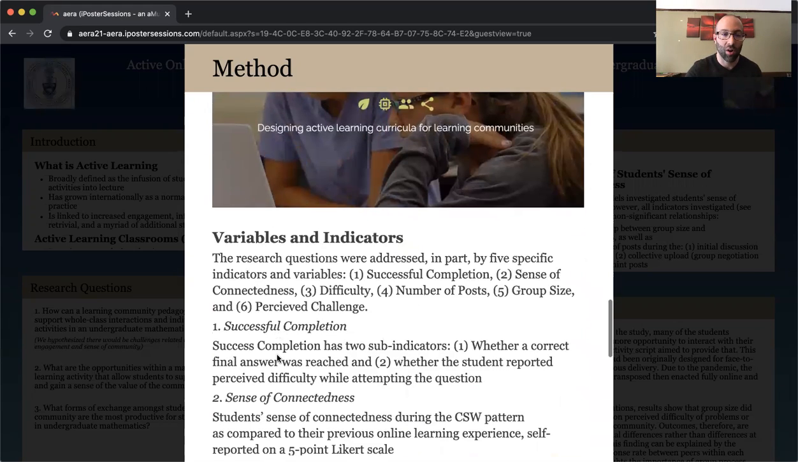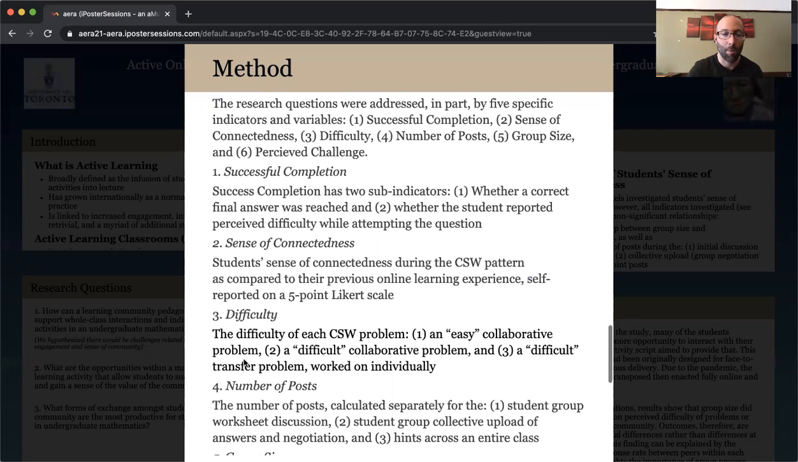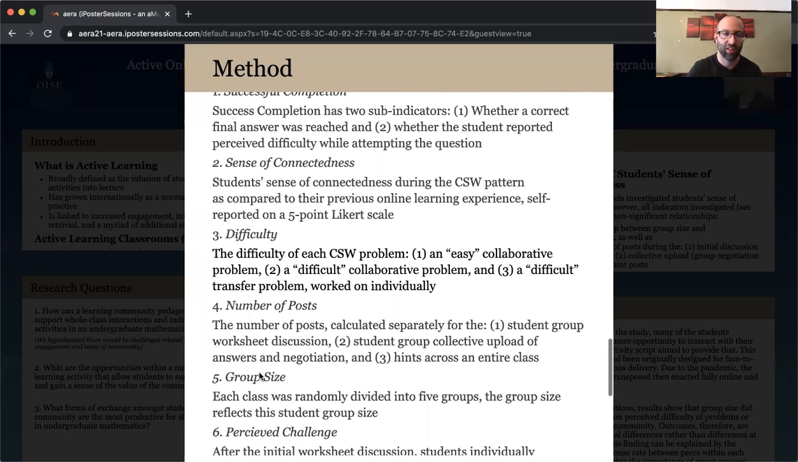We looked at a number of different variables, including their successful completion, their sense of connectedness, and their perceived difficulty of the problem. We also looked at the group size and how it related to this, as there was a fair bit of variation, where some groups were 2 people, some were 11, to see whether or not group size had an effect on the perceived difficulty or their sense of connectedness. As a surprise, we found that the group size did not affect these things.